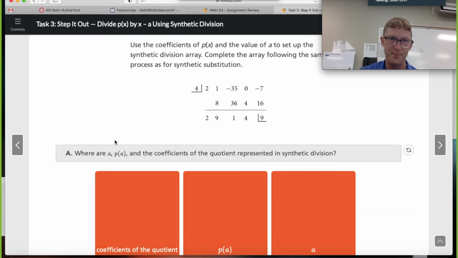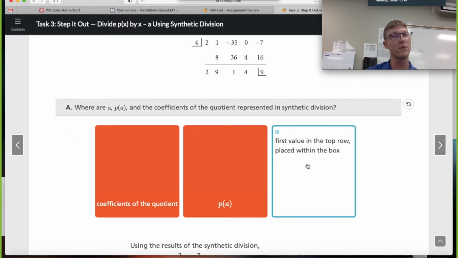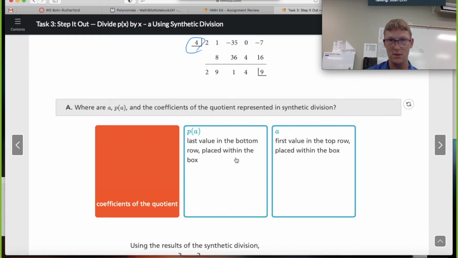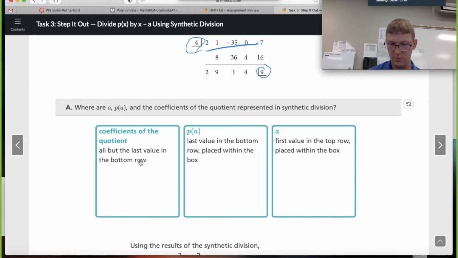So let's see what they got. Oh, look, it's flashcards. Where are A, P of A, and the coefficients of the quotient represented in synthetic division? So A is the first value in the top row placed within the box. P of A is the last value in the bottom, aka the remainder. And the coefficients, right there. Oh, I'm sorry, they're asking about the answer, the final coefficients. That's right there. I don't want to steer you wrong.